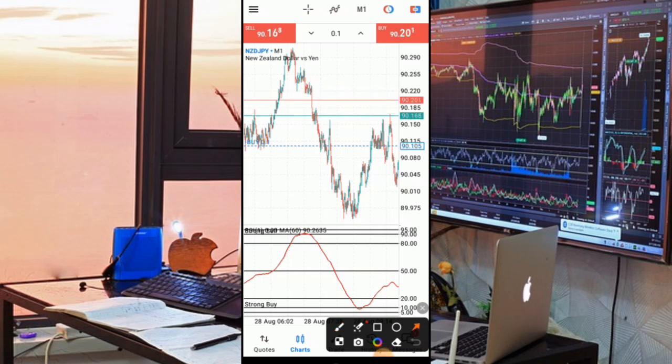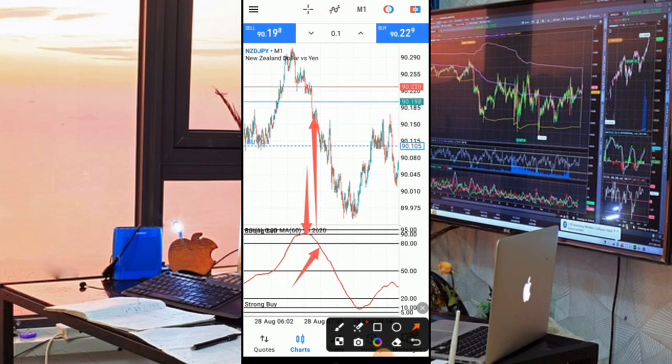So the first thing that we do is to wait for price to hit the 90 line level, and then we wait for price to close below the 80 line level. After that, what we are going to do is to go up on the chart and look for a bearish engulfing candle, because we want to place a sell entry.